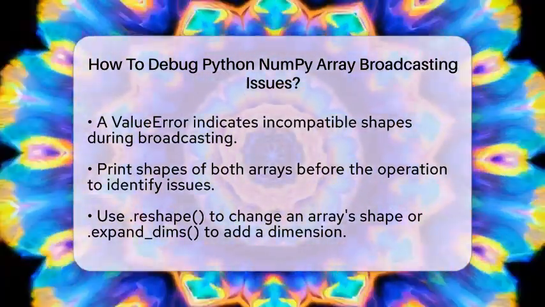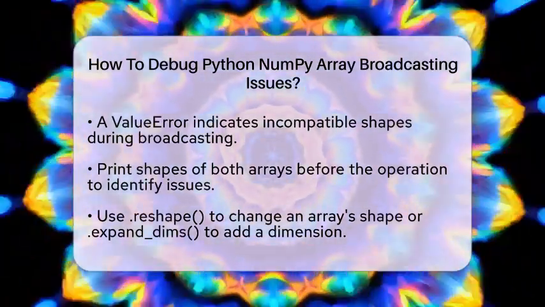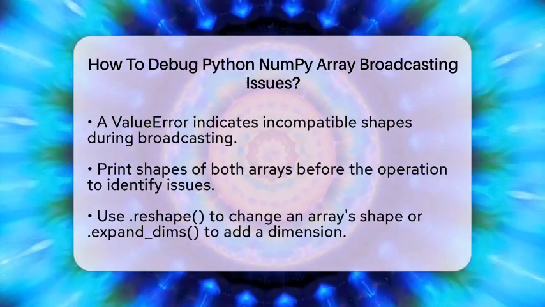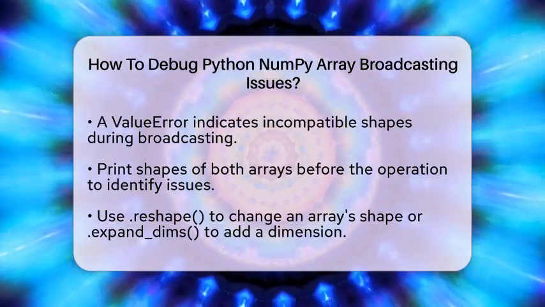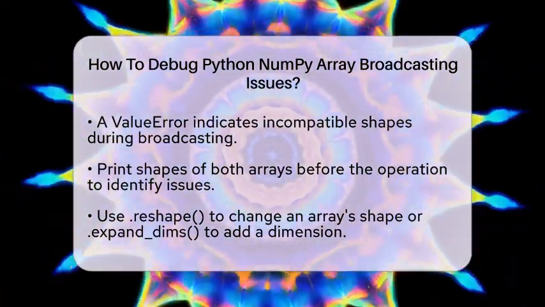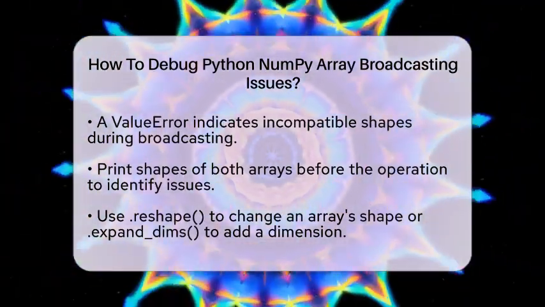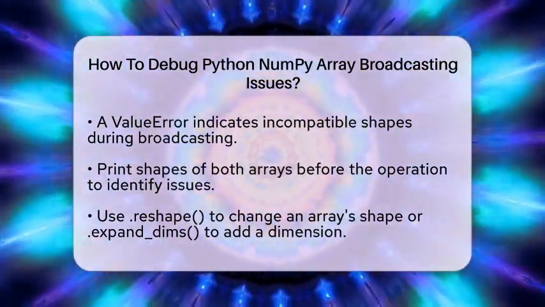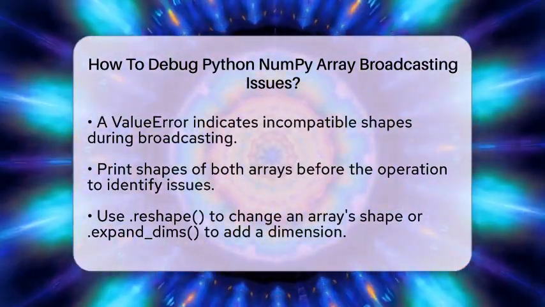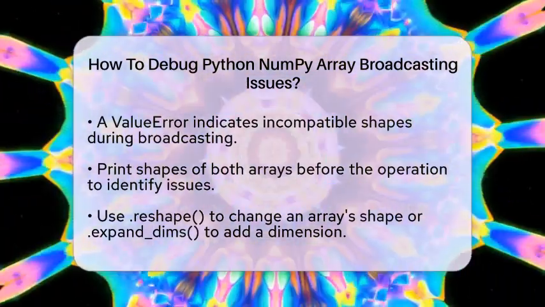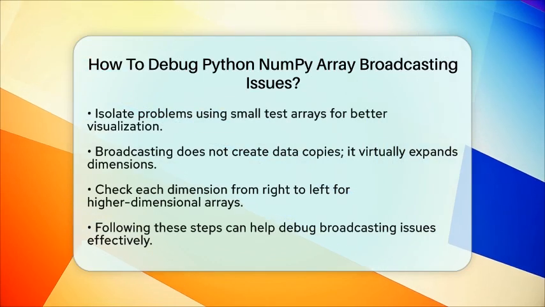If you need to adjust the dimensions, you can use the reshape method to change the shape of an array or the expand_dims method to add a new dimension. For example, if you have a one-dimensional array with a shape of 3 and you want to add it to a two-dimensional array with a shape of 2 by 3, this will work because the one-dimensional array can be broadcast along the first dimension. If you receive a value error stating that operands could not be broadcast together, identify which dimension or dimensions are causing the incompatibility. This will guide you in making the necessary adjustments.